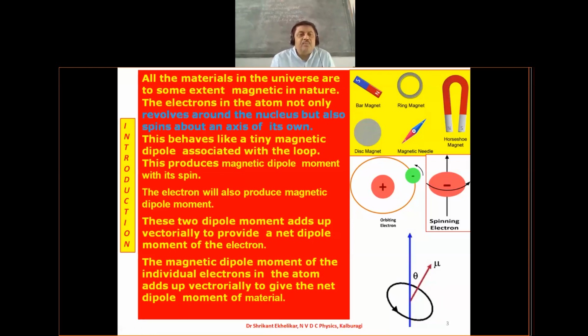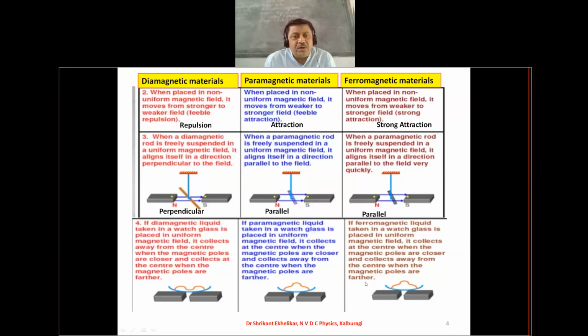So what we have seen is that all the materials in the universe are magnetic in nature. Electrons in the atom show two types of motion: one is revolving around the nucleus, that is orbital motion, and the other is spinning about its own axis, which is the cause of the magnetic properties. The resultant of the two, and the resultant of all the magnetic moments of the electrons, add up. So we get a magnetic moment mu in one particular direction, which is inclined to the direction of the field. Based on this, we have the material.